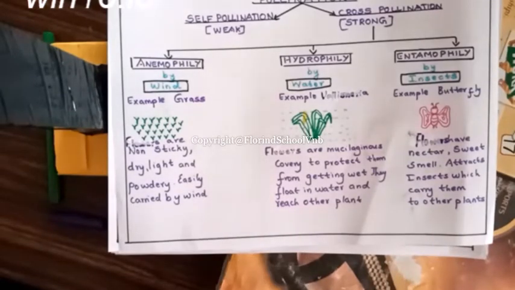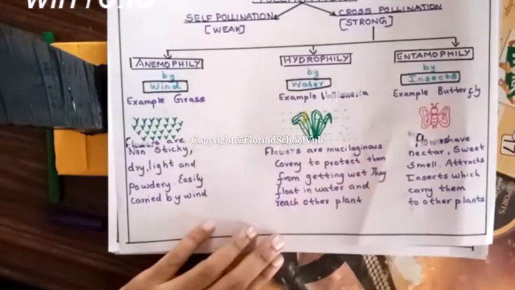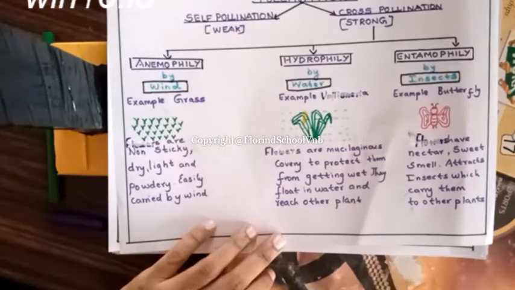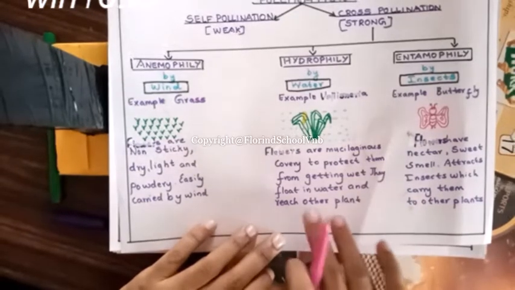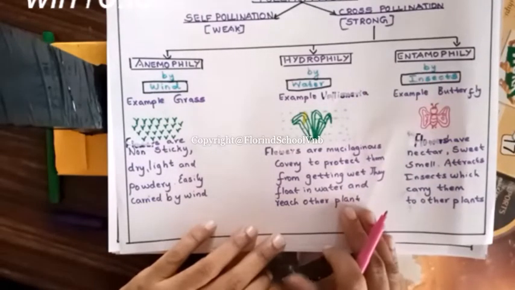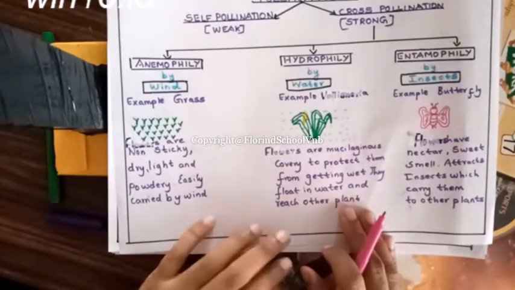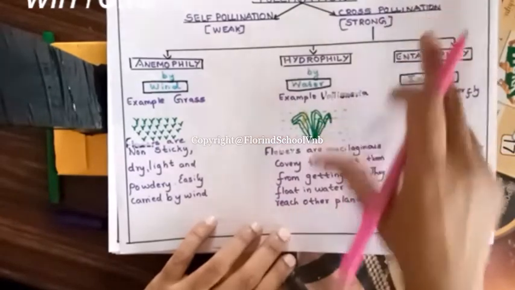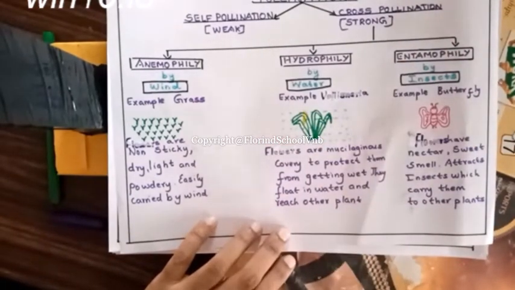Flowers have a mucilaginous covering. They are somewhat oily so that they will not get wet. Flowers do not get wet when they flow in water. They are somewhat watery and oily. They float in water and reach the other plant where reproduction takes place. Pollination takes place. Pollination forms a new plant.